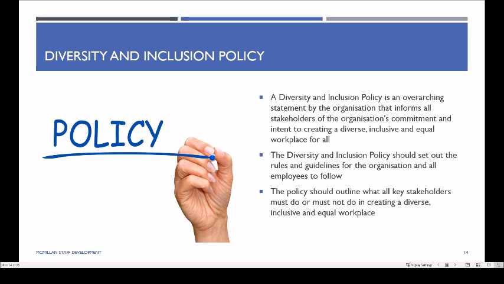So it's the statement that is about letting everybody know how we stand on this particular issue, and this issue is diversity and inclusion. It should set out the rules and the guidelines for the organization and all employees to follow. And when I say employees, I'm talking about all levels of the organization, from the most senior manager to the most junior employee. The policy should outline what all key stakeholders must do in relation to, in this case, diversity and inclusion, and what it must not do in creating a diverse and inclusive workplace.